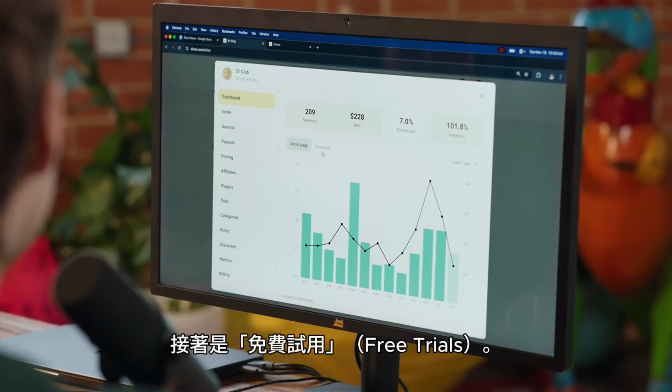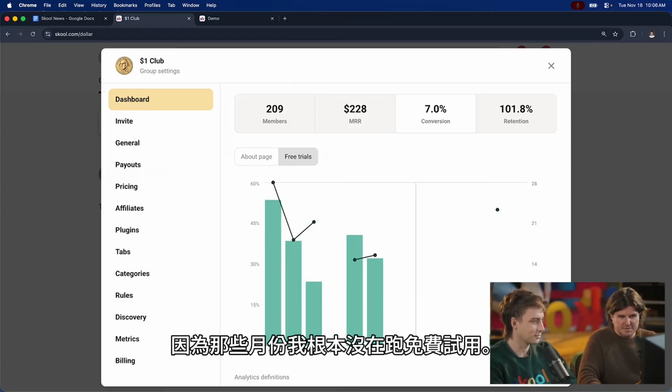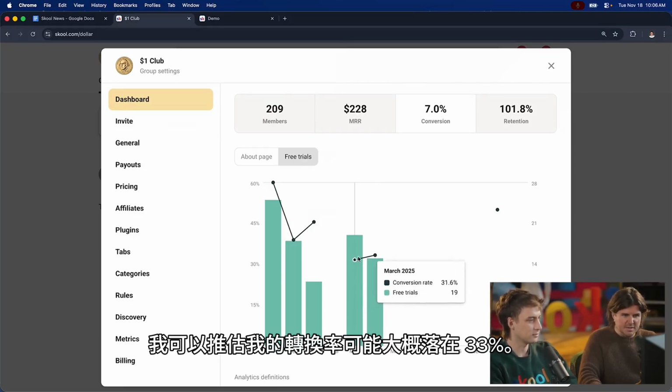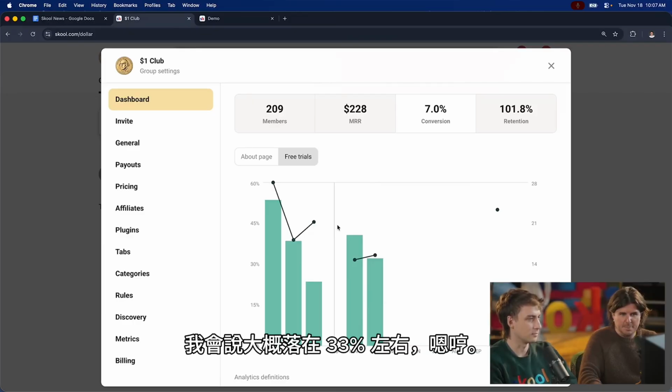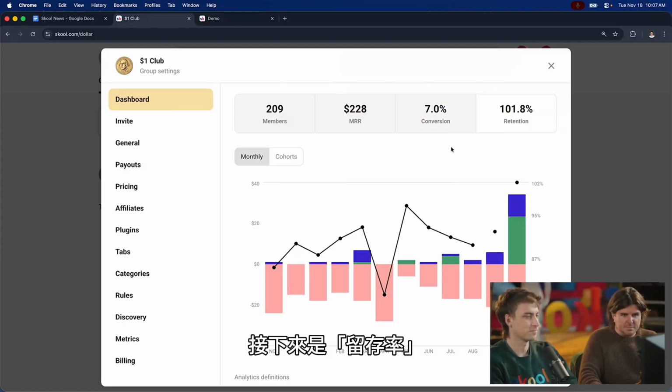Then you've got your free trials too. So here I can see this chart looks a little strange because in these months I wasn't doing free trials, right? But you can see here I had 19 free trials in March with a 31.6 conversion. So, you know, I could say based on this, maybe my conversion rate's around 30, yeah, I'd just say 33-ish%. So that's pretty cool. And then we've got retention.